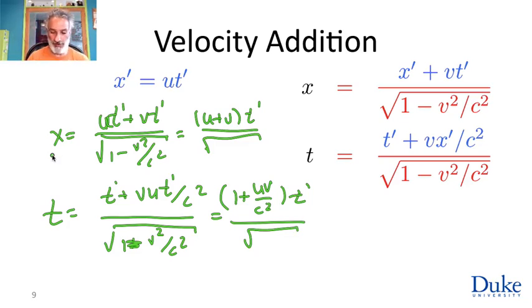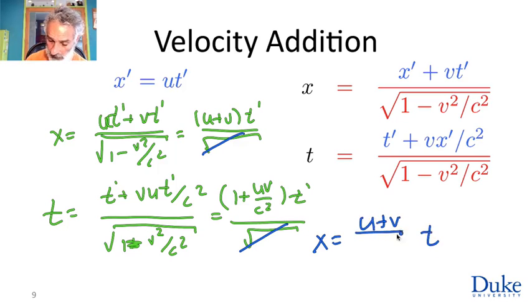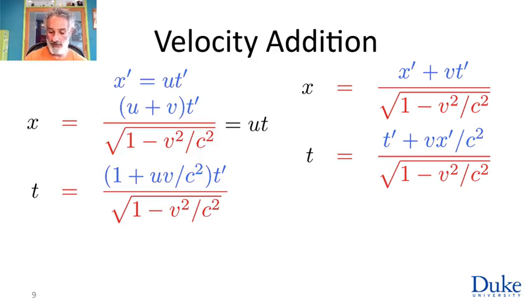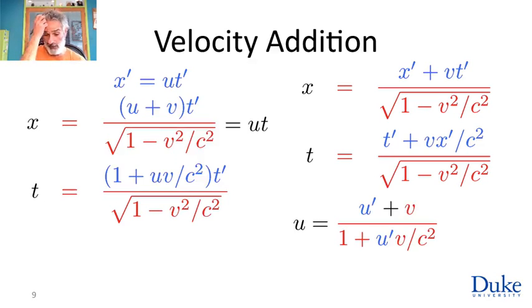Inertial motion translates to inertial motion. And the number is obtained by dividing this by that. The reason I didn't write out the square roots is because they happily cancel. I see that x is in fact not u plus v times t as it was before, but u plus v over 1 plus uv over c squared times t. This is the new velocity addition formula. Let me write it cleanly. Here's the new velocity addition formula. And here I've remembered to put u prime.